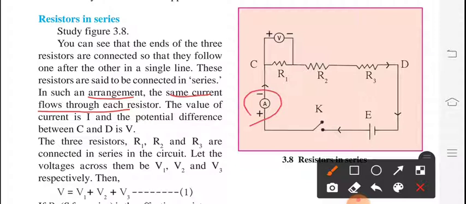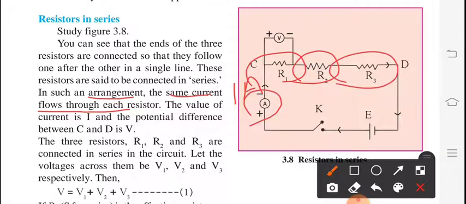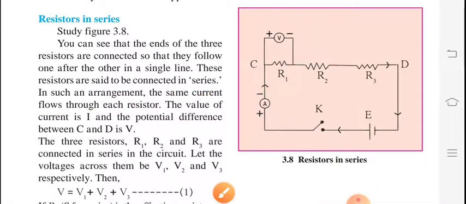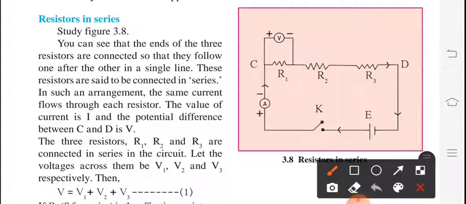Suppose 1 ampere current is flowing from here. That means with R1 1 ampere current, with R2 1 ampere current, and with R3 1 ampere current itself. Okay, so the current is the same, and the potential difference between C and D is V. So here the potential difference is V.